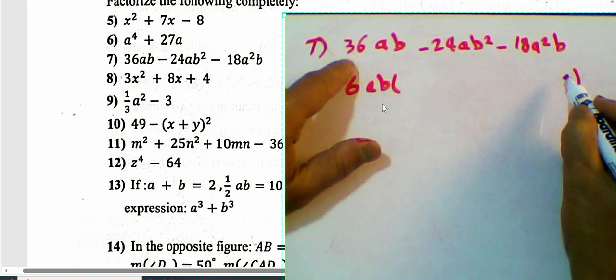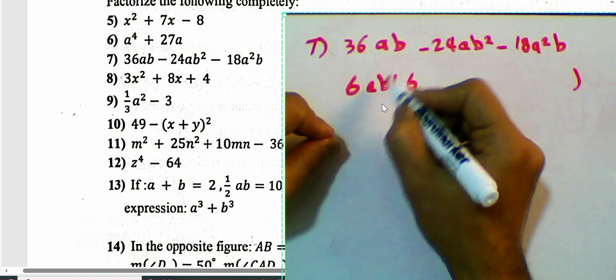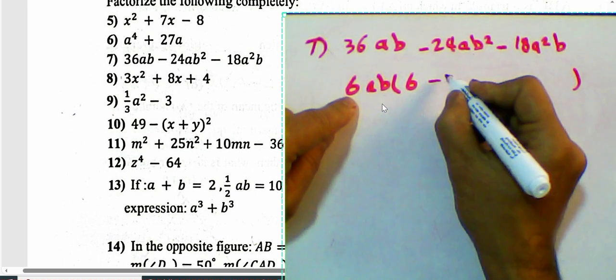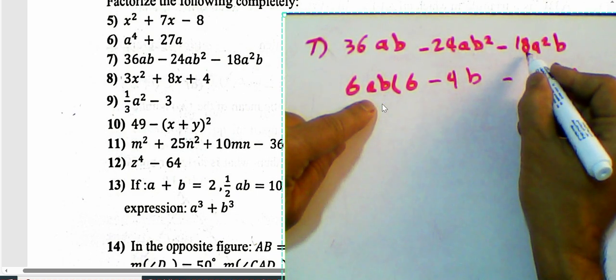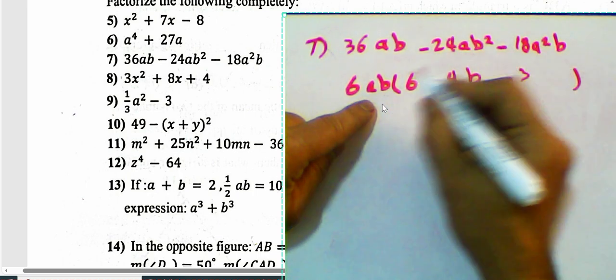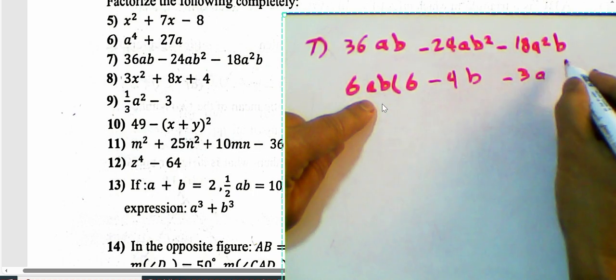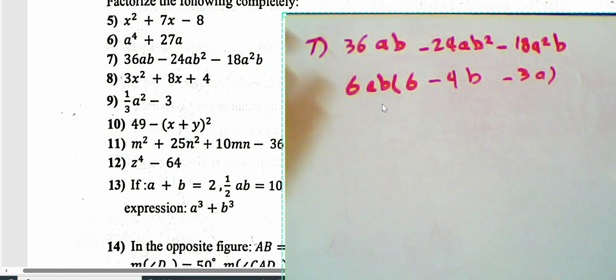And then divide it. 36 divided by 6 equals 6. Ab divided by ab is 1. 24 divided by 6 is 4. A times a is 1. B power 2 divided by b equals b. 18 divided by 6 is 3. And a power 2 divided by a equals a. And b divided by b equals 1. In the simplest form.